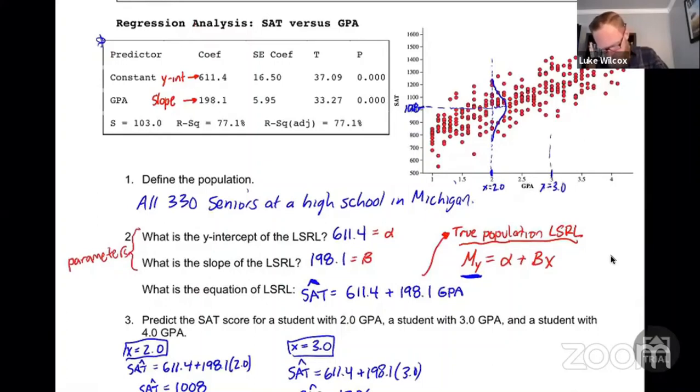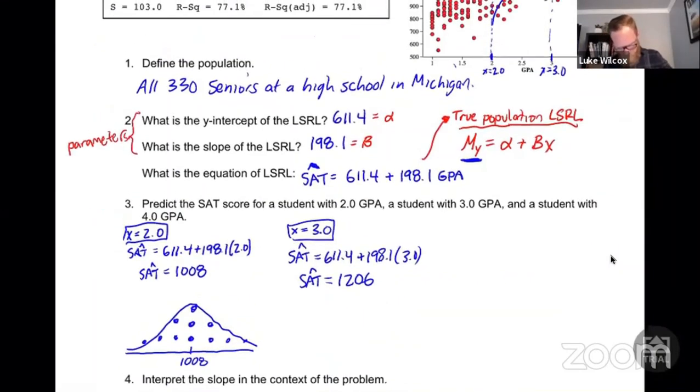So if I go back to my scatter plot here and I now look at students with 3.0 GPAs, you're going to find that there are quite a few students that have GPAs of 3.0, and that the mean value of all of those scores is going to be about 1206, what we predicted from the line of best fit. And so let's get a visual representation of that again.